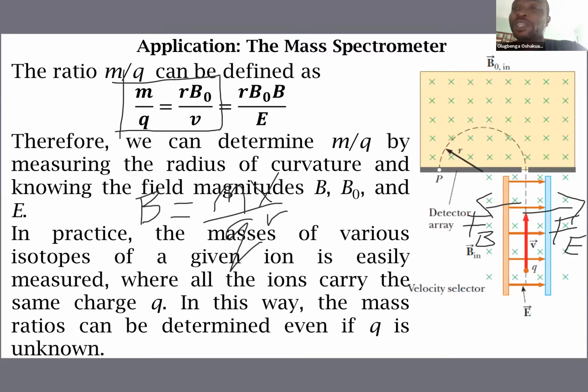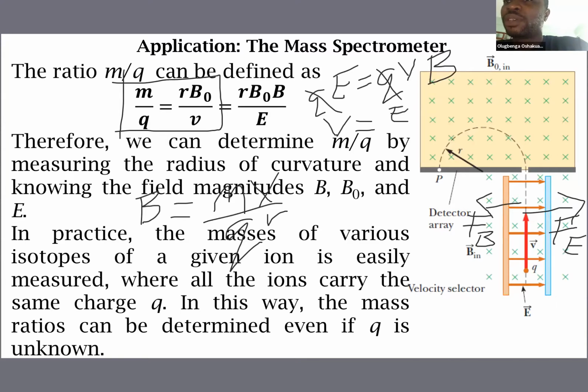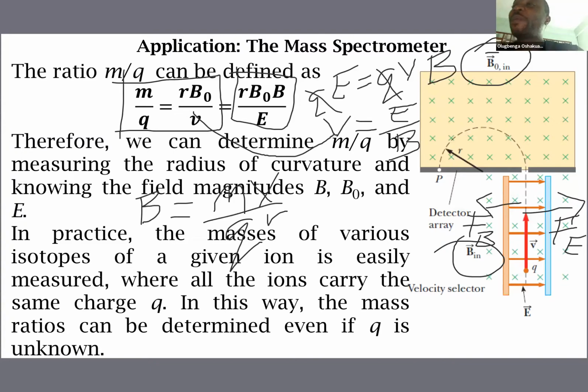We have also played around saying QE equals QVB. Q cancels Q, then we can say V equals E over B. So V here is replaced with E over B for us to have this final expression. Before we move on, B not in here is the magnetic field applied, still in the same direction as B in. B in was applied in the velocity selector, while B not in was applied in the region where we don't have an electric field.